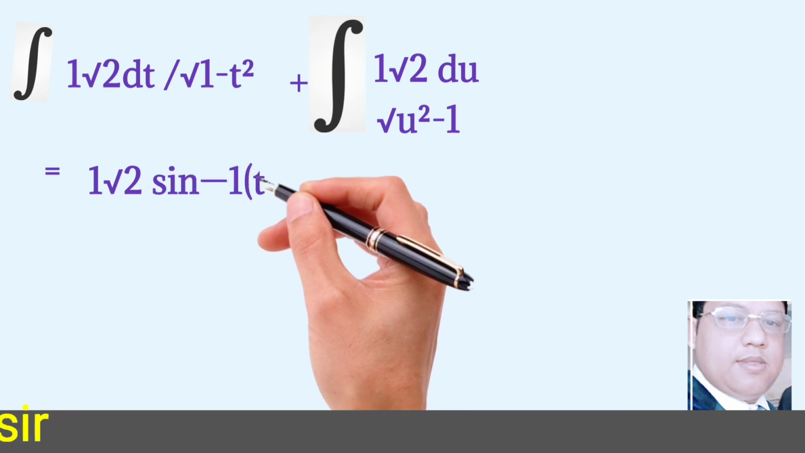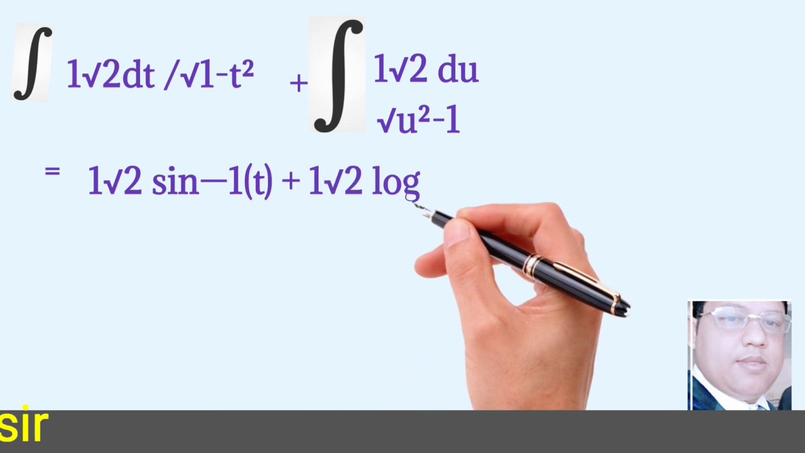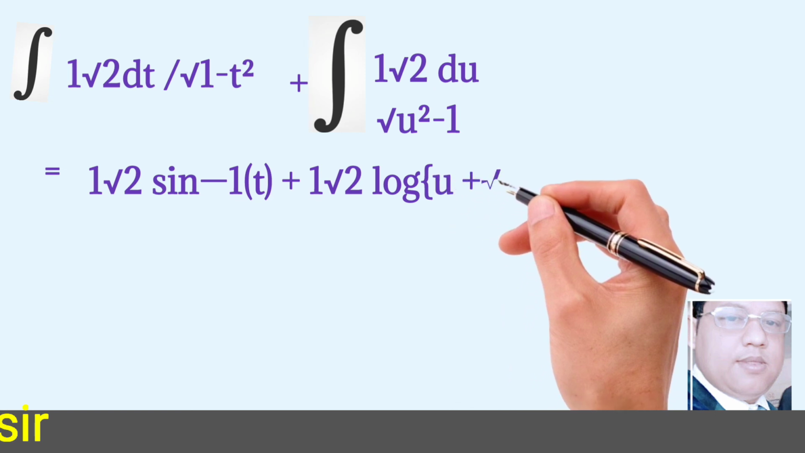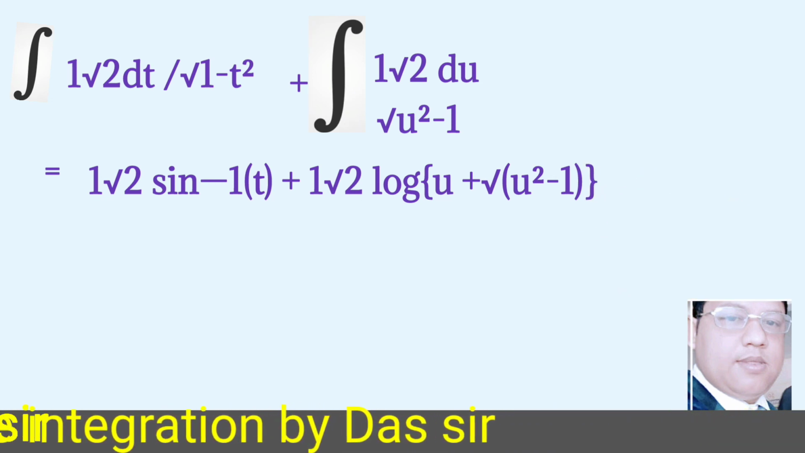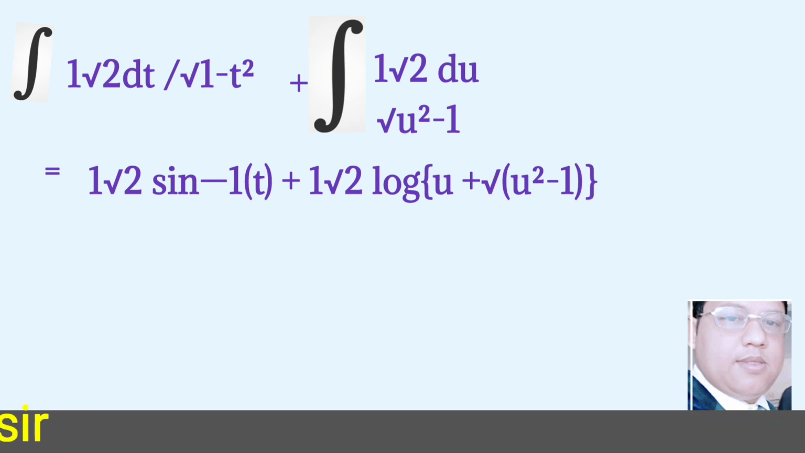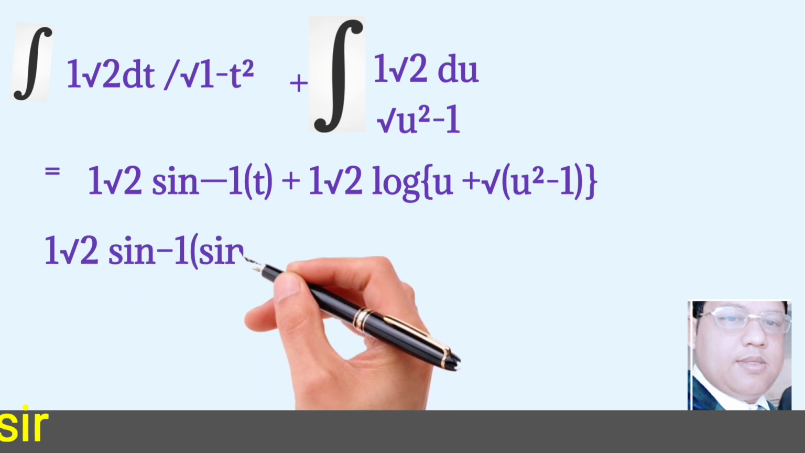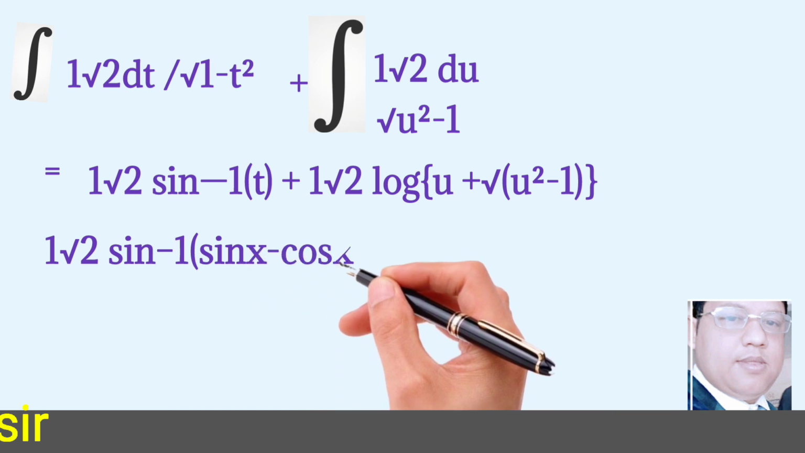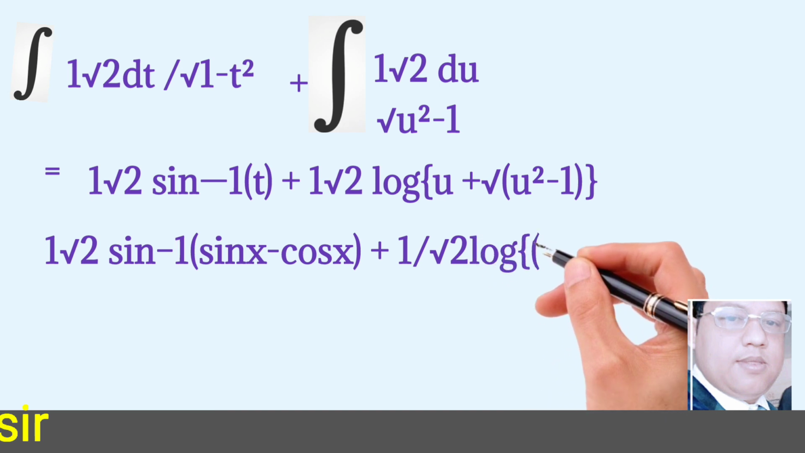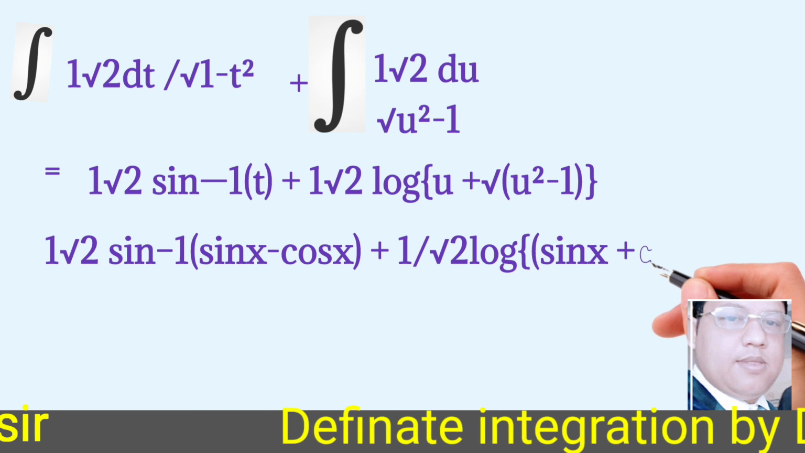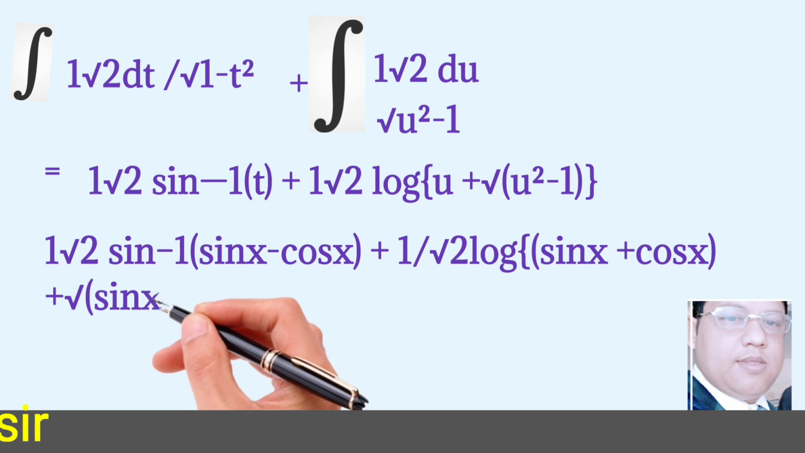So it is the identity of sin inverse t, and for square root of u square minus a square, log of u plus square root of u square minus 1. That is the identity of 1 upon square root of a square minus x square. So I just expand this identity, and I get the result as it is, and I substitute the value of t and the value of u, sin x plus cos x. You get the result as it is, and it is a very important question.